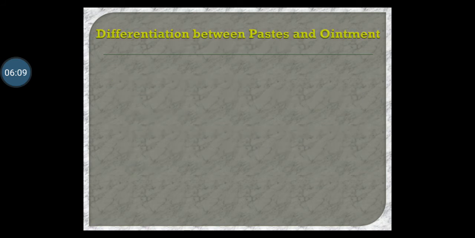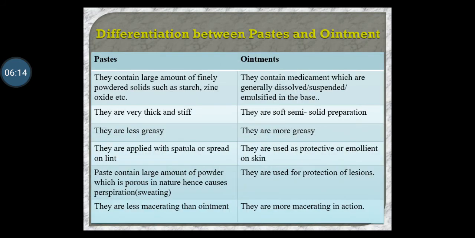Then let us discuss the difference between the paste and ointment. Pastes contain a large amount of finely powdered solids such as starch, zinc oxide, etc. But ointments do not contain such solids; the medicaments are generally dissolved or suspended or emulsified in the base. Pastes are very thick and stiff.